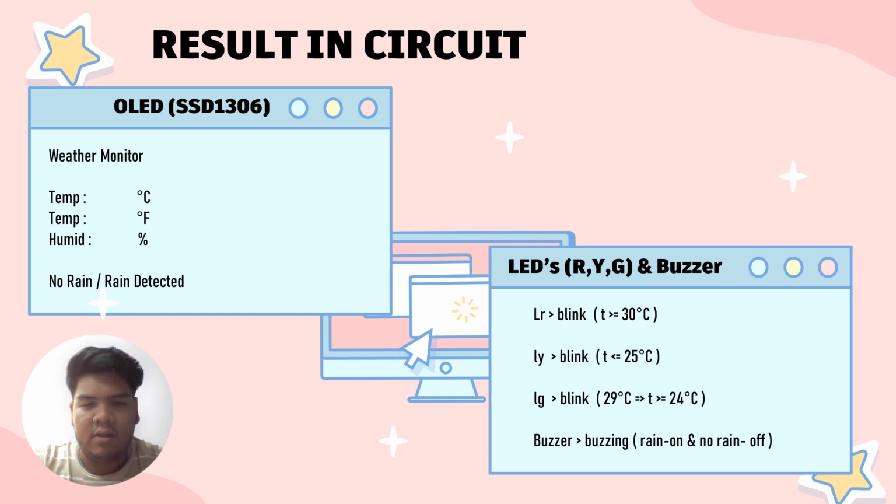So the next one is the LED and buzzer. The LED red will blink if the temperature is the same or higher than 30 degrees Celsius. The LED yellow will blink if the temperature is below or the same as 25 degrees Celsius. The LED green will blink if the temperature is more than or equal to 24 and below 29. The buzzer will buzz if it detects rain.